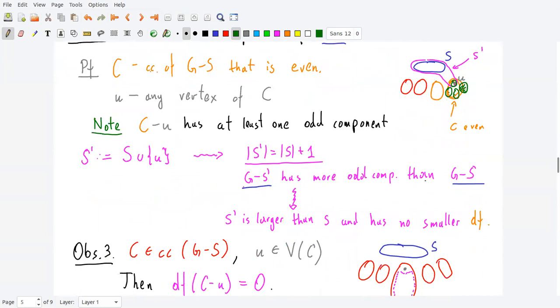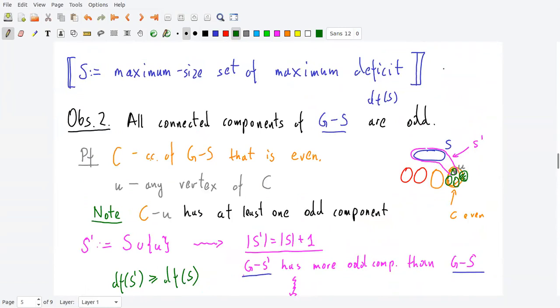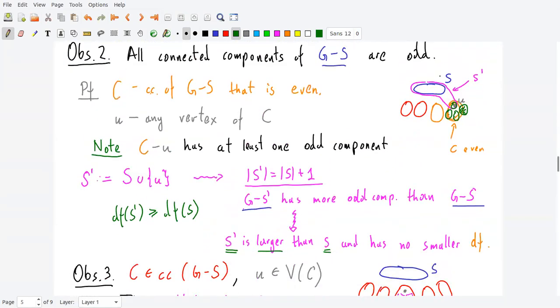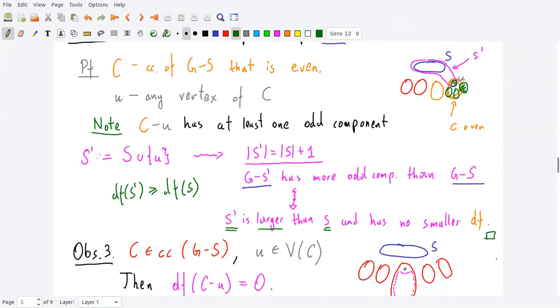So this means that the size of S grew by one, but the number of odd components grew by at least one, which means that the deficit of S prime must be at least the deficit of S. Because both sides of the subtraction grew by one, and one could grow even more. So this means that S prime is strictly larger than S and has no smaller deficit. And this is a contradiction with our choice of S. So this is the proof of this observation.